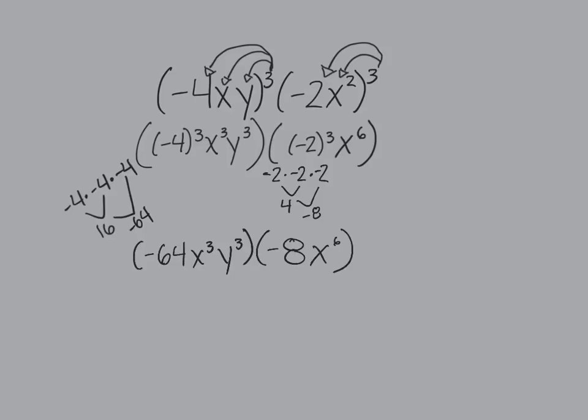Okay, now let's combine the terms in common. So we have -64 times -8. I know it's going to be positive, and to go through that work, you would get positive 512. We can combine the x's. X to the power of 3 times x to the power of 6. We're multiplying with the same base, so we'll add them to get x to the power of 9. And then finally, we don't have any other y's, so there's nothing else to combine. So we'll just write y to the power of 3. And this here is your final simplified answer.